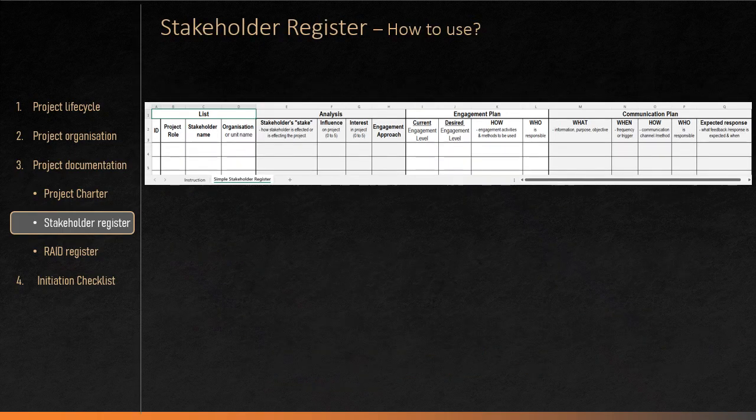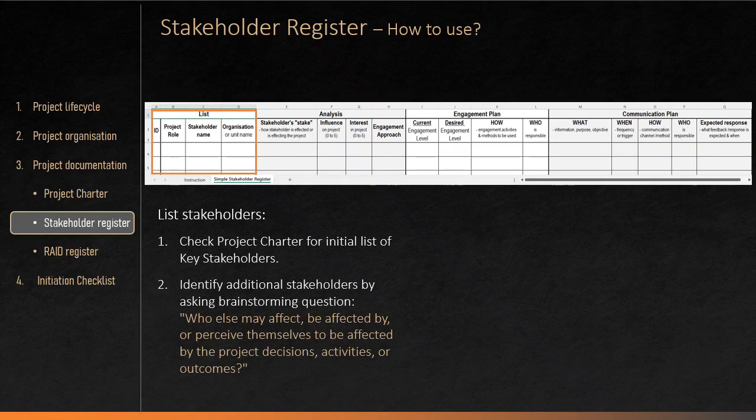How to create and use stakeholder register. Stakeholder engagement and communication management starts from project stakeholders being identified and registered in the stakeholder register. A good starting point is the project charter where some key stakeholders are usually listed. Then ask a simple question: who else may be affected by, or perceive themselves to be affected by this project? And record those stakeholders in the stakeholder register.